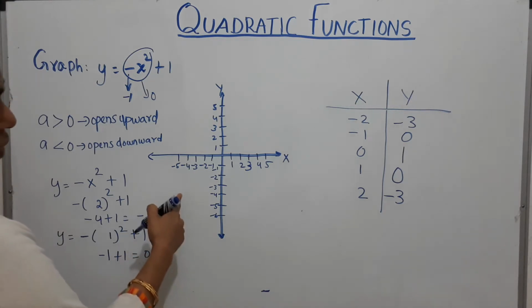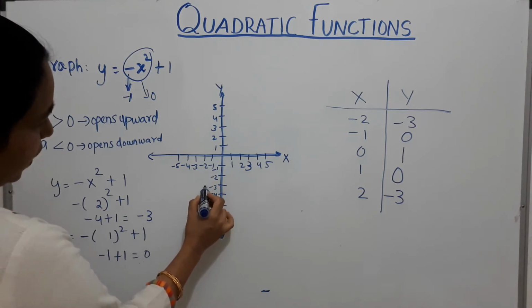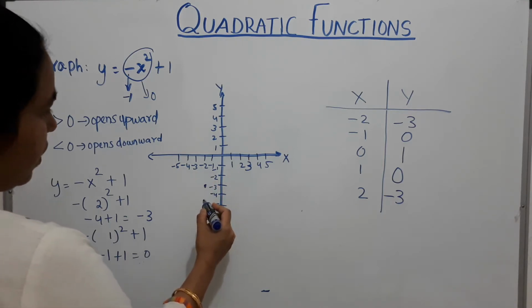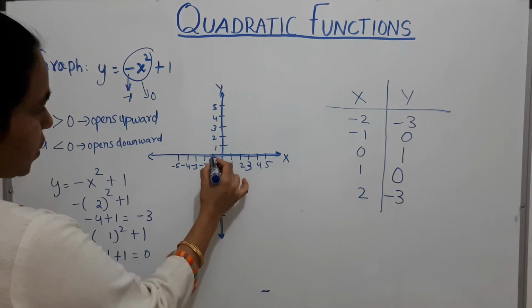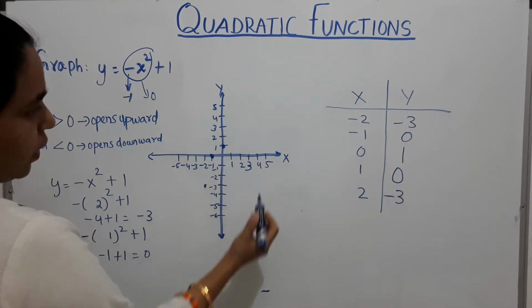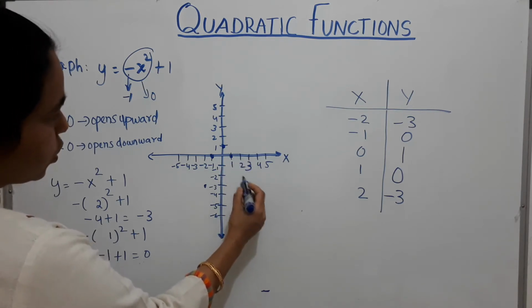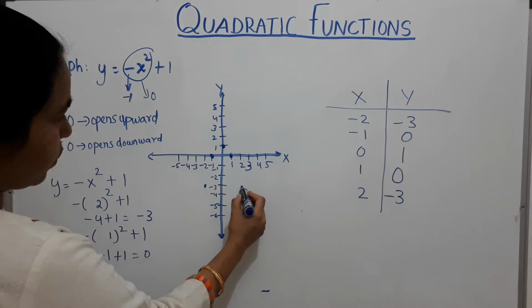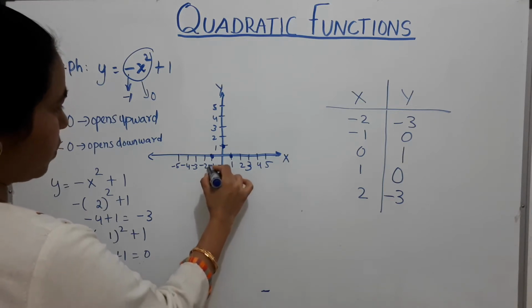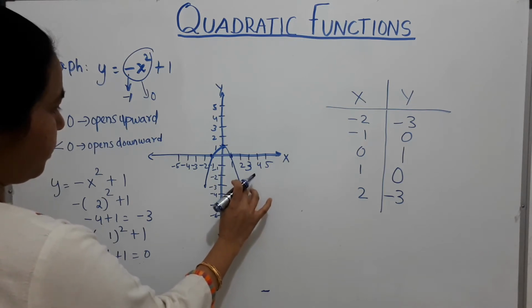So the first pair is minus 2, minus 3. So minus 2 and minus 3 will be here. And then minus 1, 0 will be this one. And 0 and 1 and 1, 0 here. And then 2 and negative 3. So here. Then you can join the points to make a parabola.